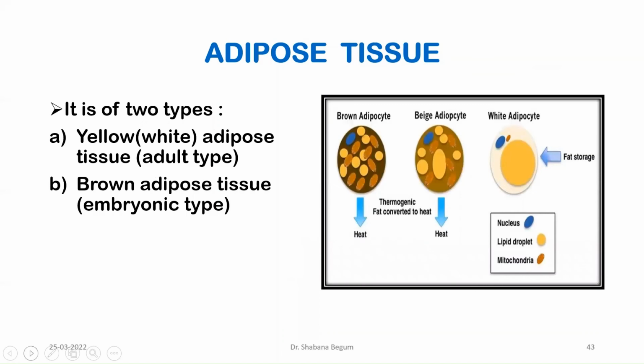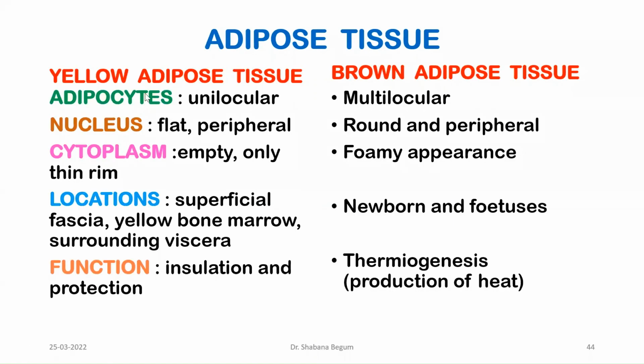Now, adipose tissue is of two varieties. One is the yellow adipose tissue, which is the adult variety, and the other is the brown adipose tissue, which is seen in the newborns. Now, the brown adipose tissue, as you can see, consists of multiple lipid droplets. So it is multilocular. And in case of the adult type, that is the yellow or the white adipose tissue, it consists of a single lobule of fat. So it is unilocular. So what is the difference between the yellow and the brown adipose tissue? Yellow adipose tissue, or the adult variety, is unilocular. Here in brown adipose tissue, it is multilocular.